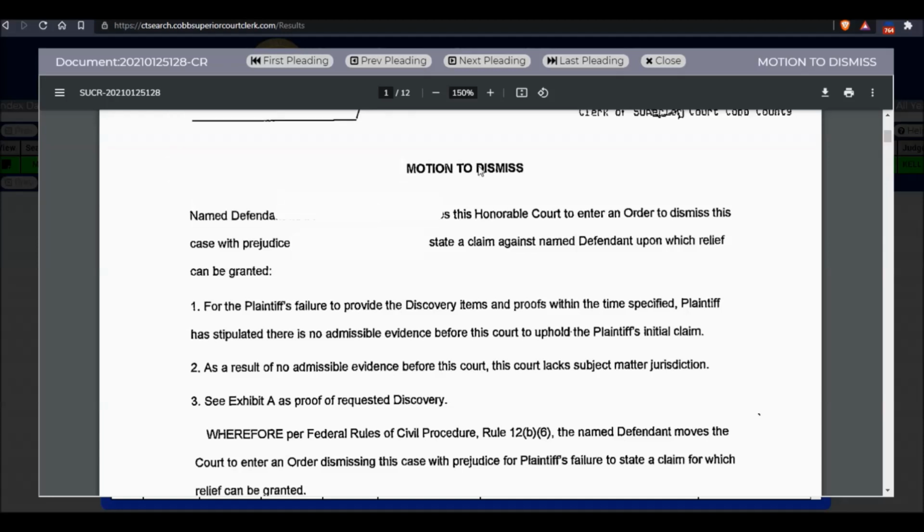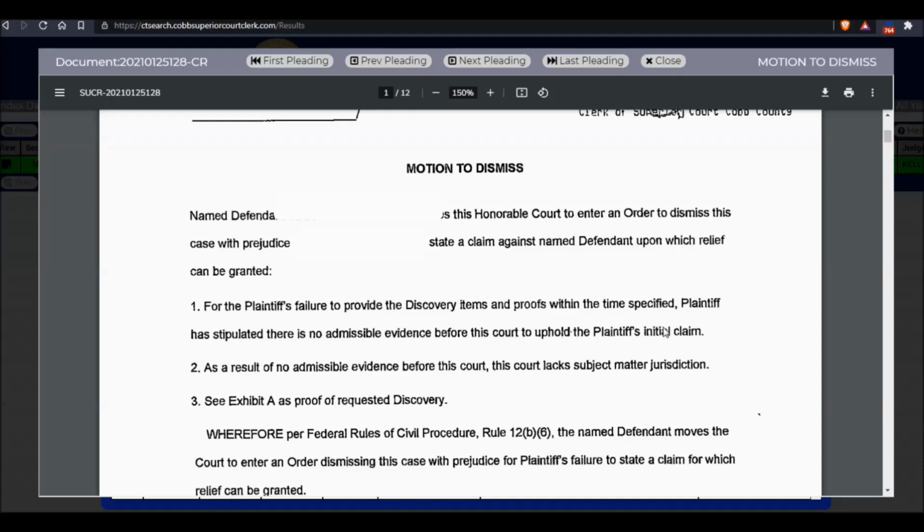It says motion to dismiss. Named defendant moves this honorable court to enter an order to dismiss this case with prejudice for failure to provide the discovery. Now this was filed on the same day that supposed discovery was filed. For failure to provide discovery items and proofs within the time specified. Plaintiff has stipulated there is no admissible evidence before this court to uphold the plaintiff's initial claim.